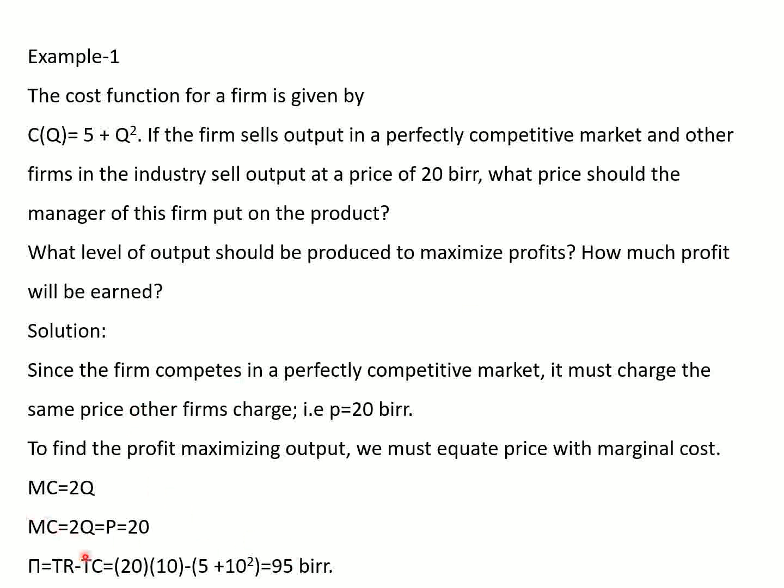Profit can be calculated as total revenue minus total cost. Total revenue equals price, which is 20, times Q, which is 10. So 20 times 10 equals 200, minus the total cost from our cost function. We just replace Q, that is 10, in this function: 10 squared is 100, plus 5, is 105. So 200 minus 105 equals 95, which is the profit.